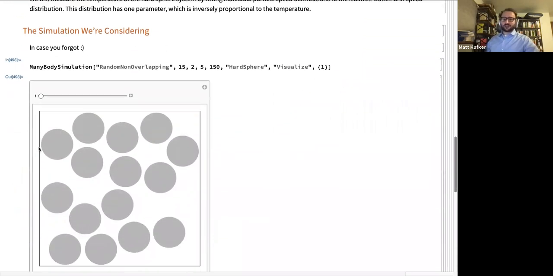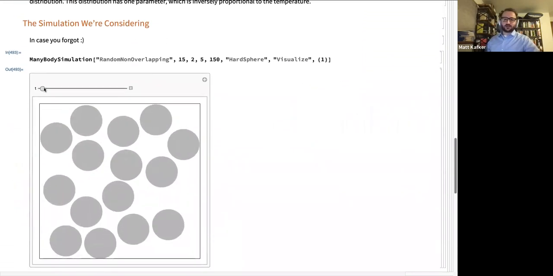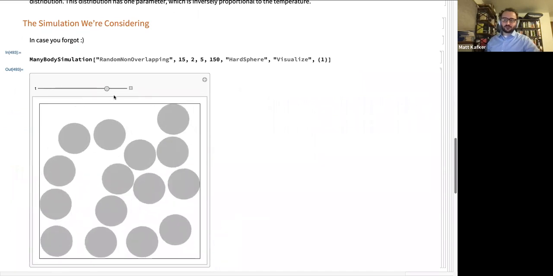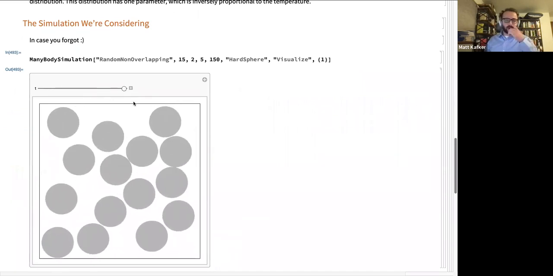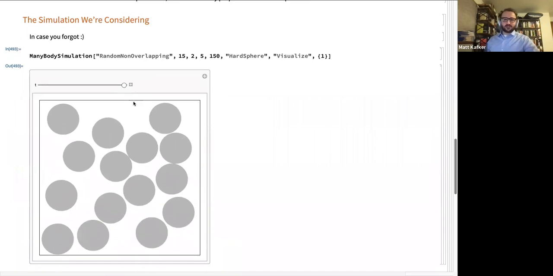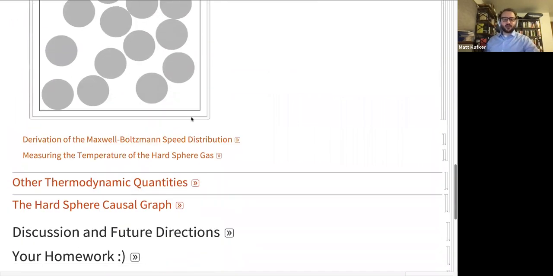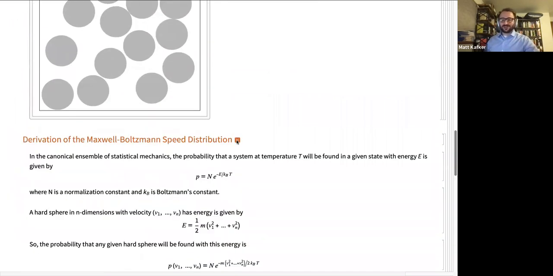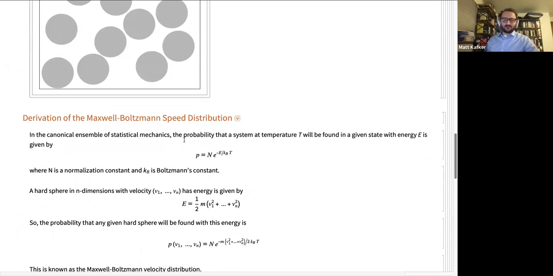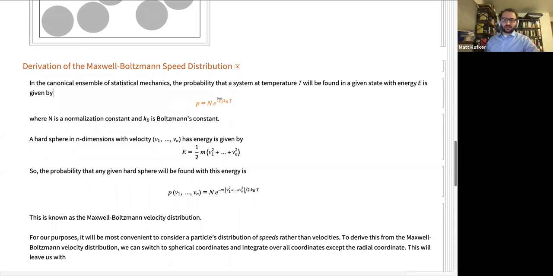Okay, so we've talked about a lot of stuff. In case you've forgotten what the hard spheres look like, this is what the hard spheres look like. Okay, so these are the simulations that we're going to be looking at. So I mentioned that we would talk about Maxwell-Boltzmann. In case people forget, Maxwell-Boltzmann basically comes from this.